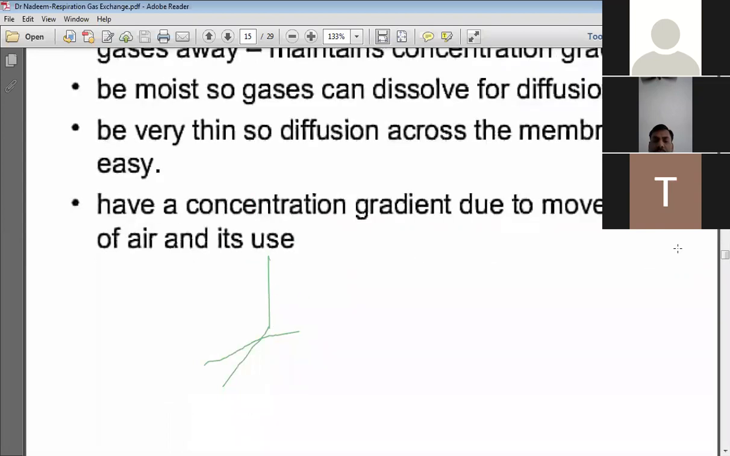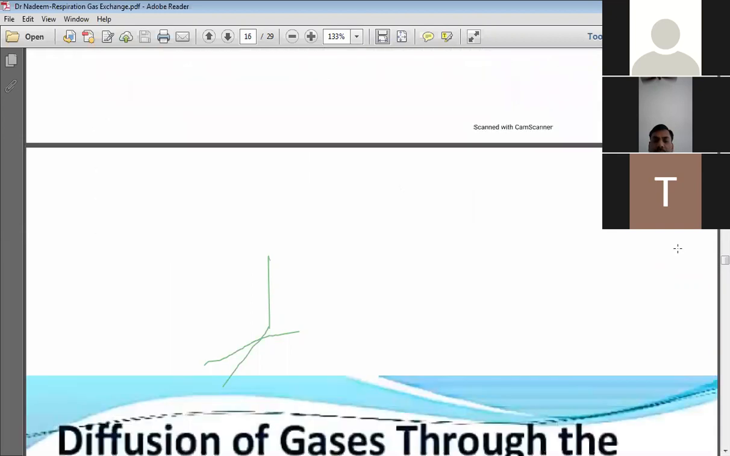Concentration gradient means the concentration is higher on one side and lower on the other side. So molecules will move from the higher to the lower side in order to make a balance. In this way, oxygen moves from the alveolar part to the blood capillaries in order to get transported to various types of cells for the respiration process.